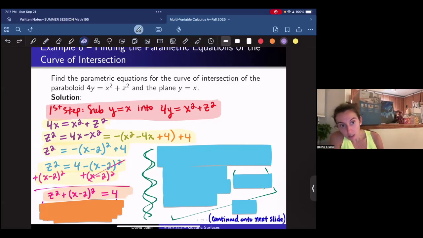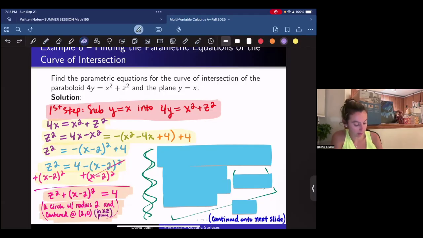So what does this tell us? We have a circle that is centered at 0, 2, and has a radius of, what's the square root of 4? 2. All right. Centered at, I said 0, 2. Oh, 2, 0, because this is our x value. In the x, z plane. Great.